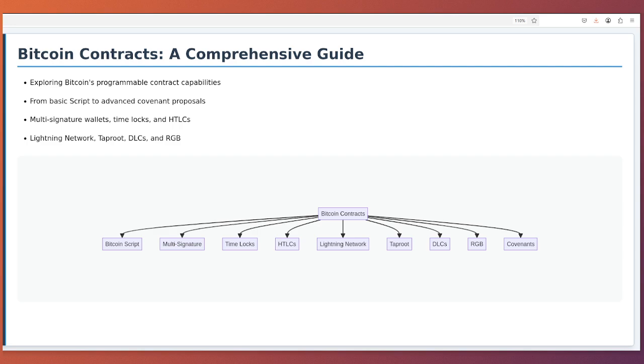By the end, you will understand that Bitcoin is far more than just simple peer-to-peer payments and that its contract capabilities, while different from Ethereum, enable sophisticated financial applications while maintaining Bitcoin's core values of security and decentralization.